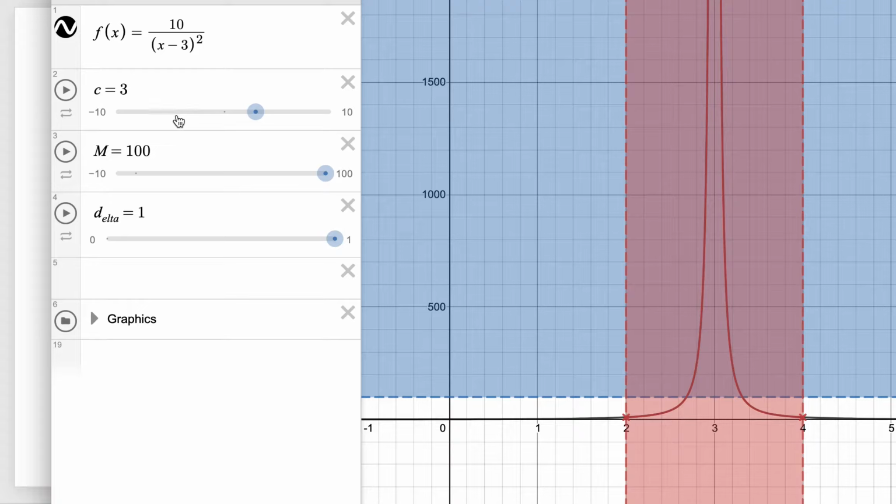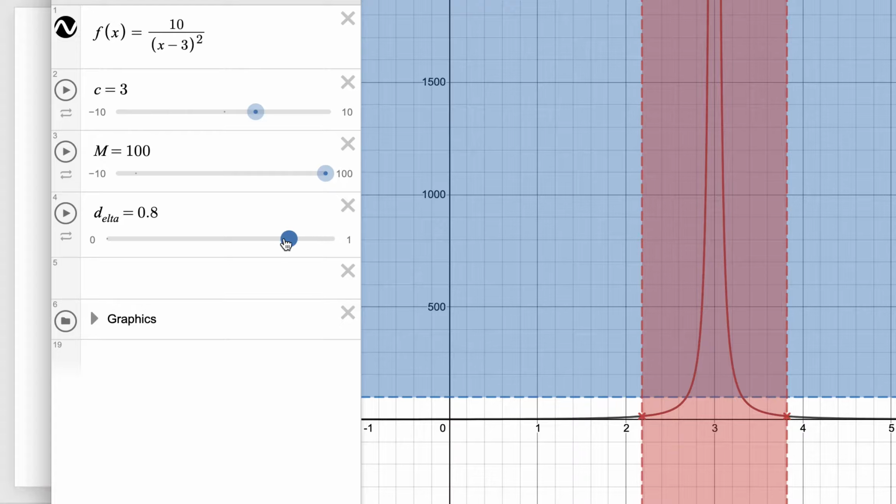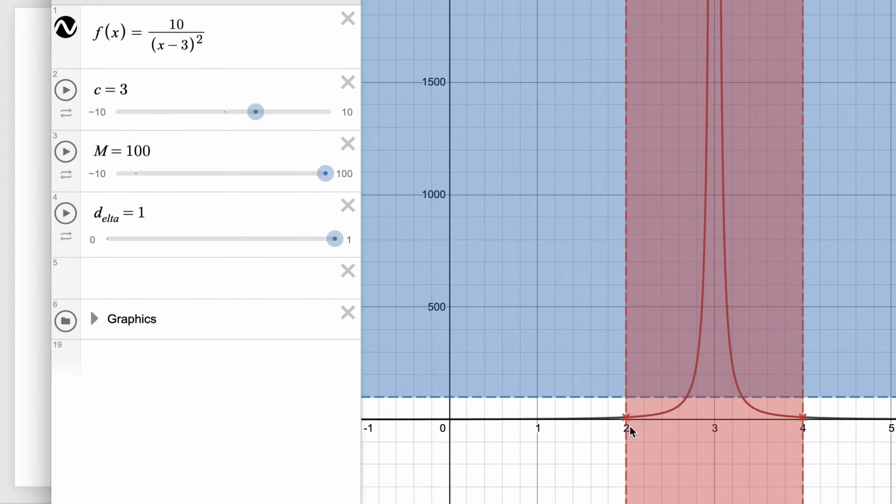The limit definition says that the limit is infinity if for every capital M I pick, there's a certain delta, so that whenever x is within this delta band, the y values are greater than capital M. The way I've got this set up is my M changes and lowers the bottom of this blue part, and delta is again centered on the c value. So c is 3, and when delta is equal to 1, I've got my delta neighborhood going from 2 to 4.